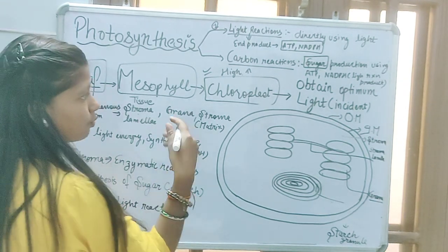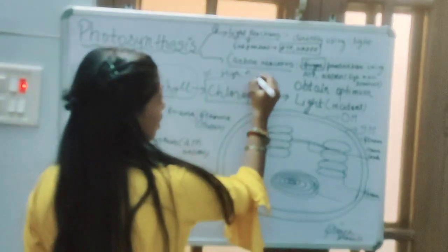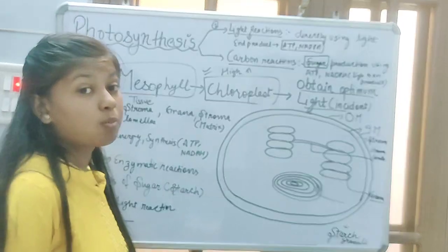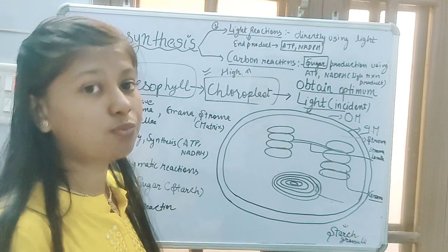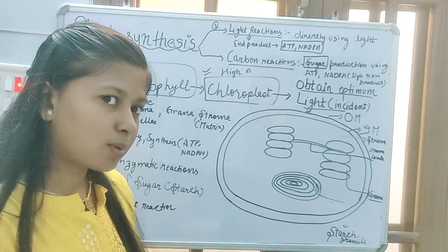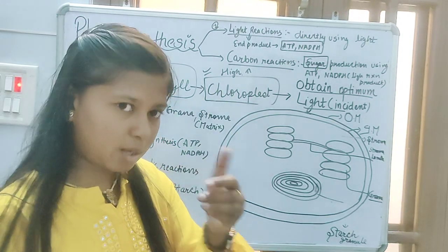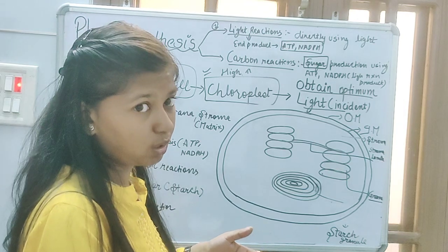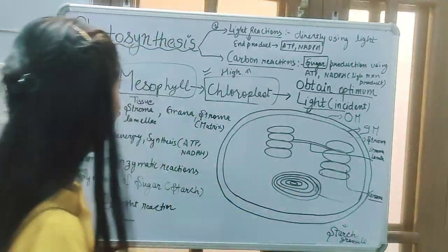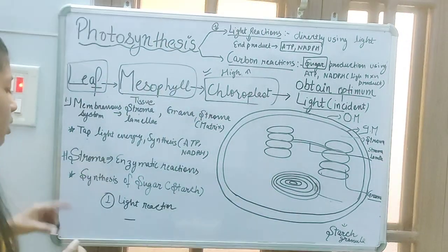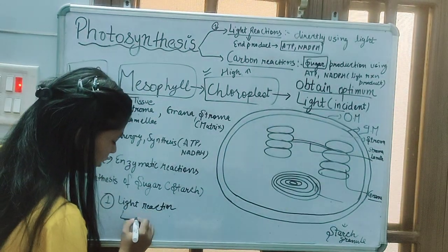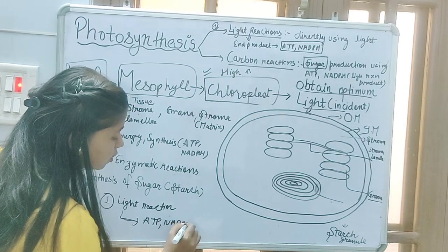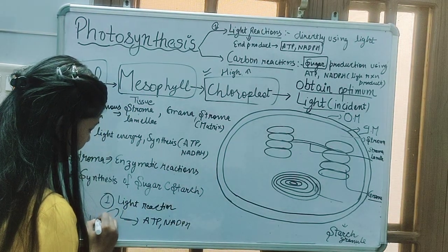So what is the function of chloroplast? It absorbs optimum light. Basically, chloroplast is used in the absorption of light. Who helps in absorbing light? Chlorophyll pigment. In the chloroplast, the chlorophyll pigment is helpful in the absorption of light. So, the light reaction is performed and its end products are ATP and NADPH, using light, right?